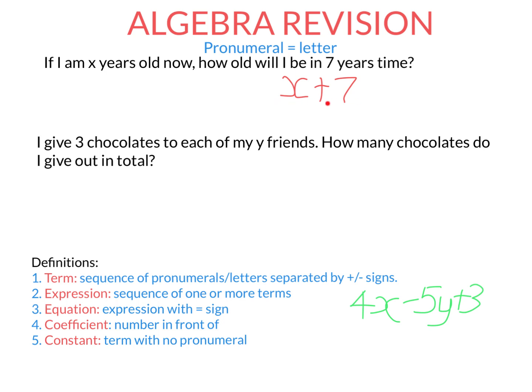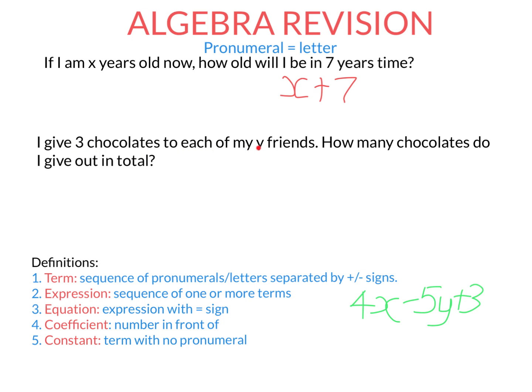So this is our final answer. We have to get used to our answer not being one number. You can't tell how old I'll be in 7 years' time because you don't know X, you don't know how old I am now. This is just an expression that gives an indication how old I'll be in 7 years, my current age plus 7.